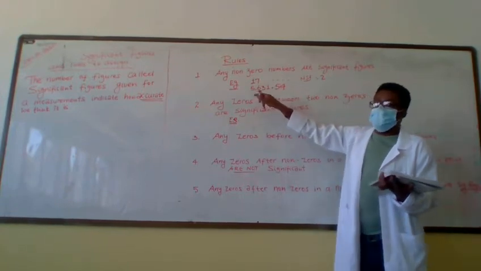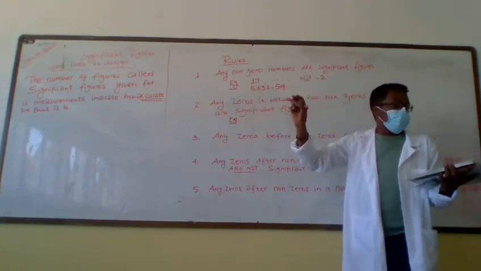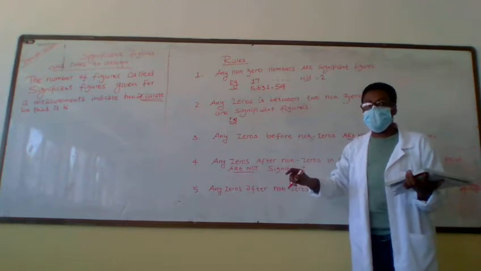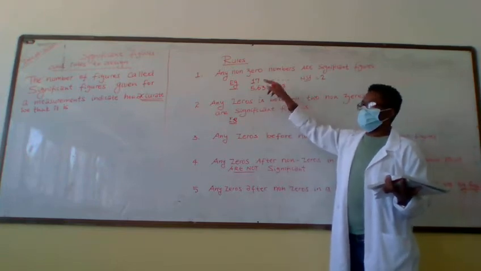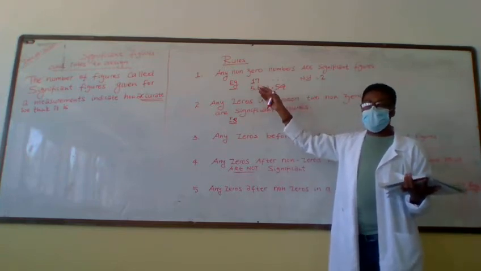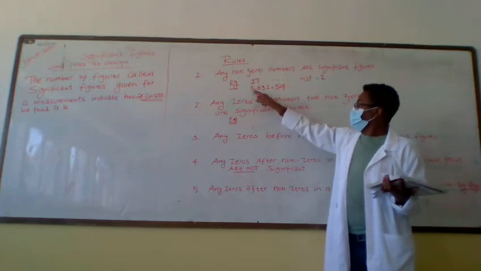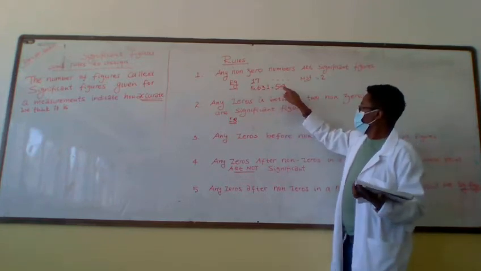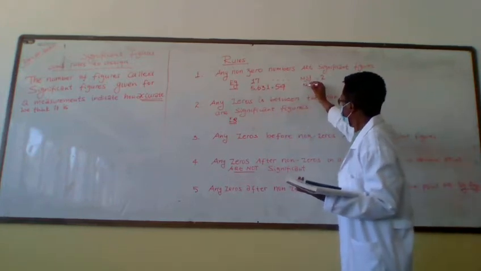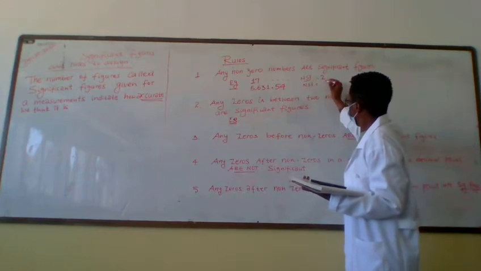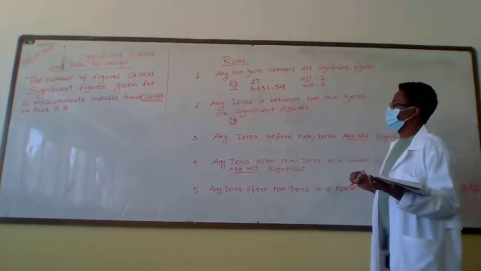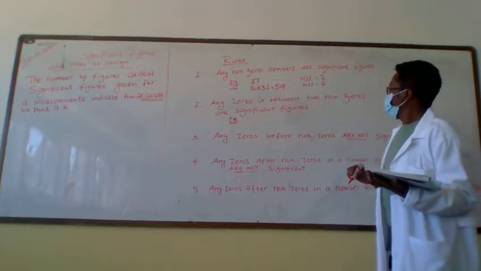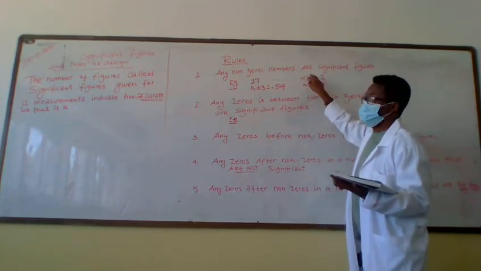What about here? The number of any non-zero number is considered as a significant figure. So in this case, can you tell me the number of significant figures? 1, 2, 3, 4, 5, 6. So in the second one, number of significant figures is equal to 6.